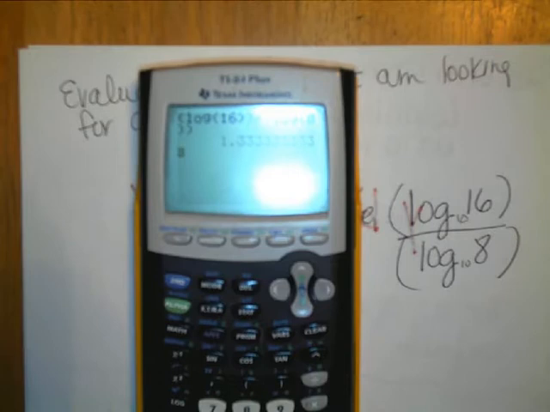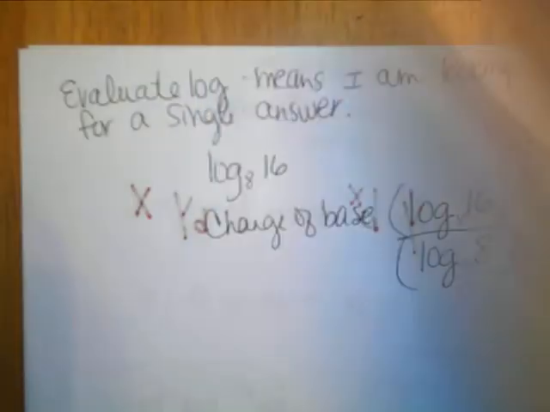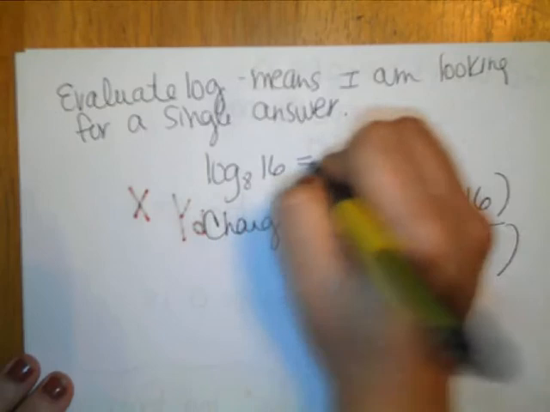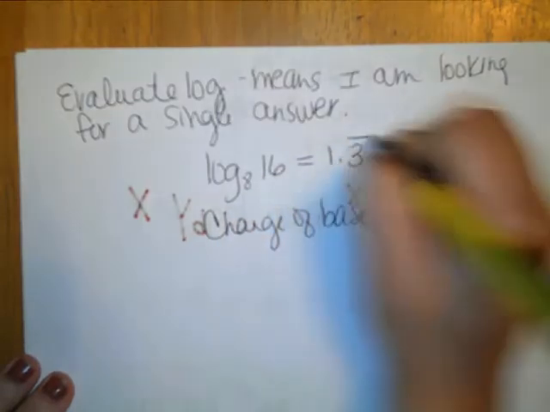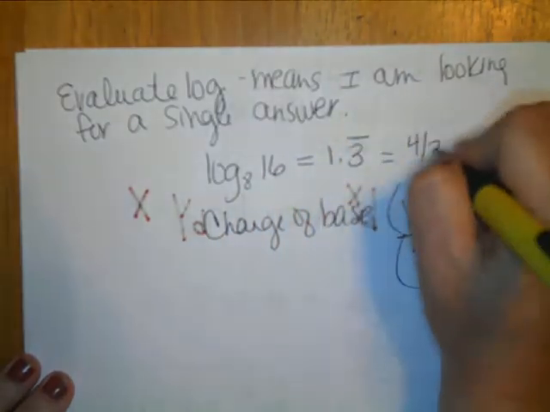It gives me 1.3 repeating. So this is equal to 1.3 repeating, which is also known as 4/3. But you can just leave it as 1.3 repeating.